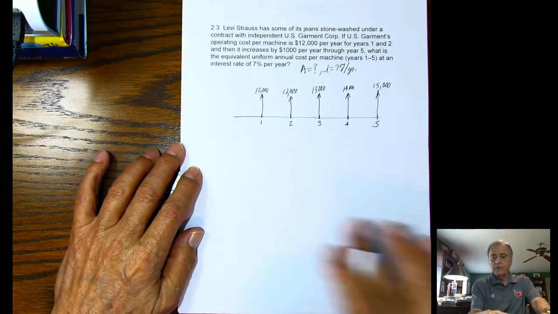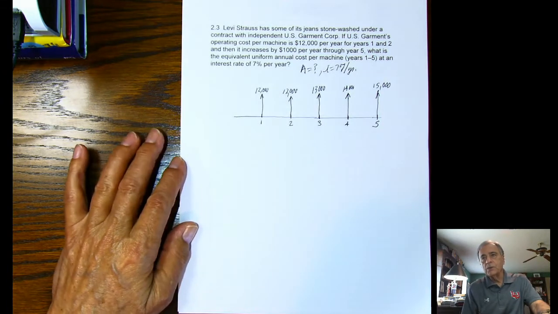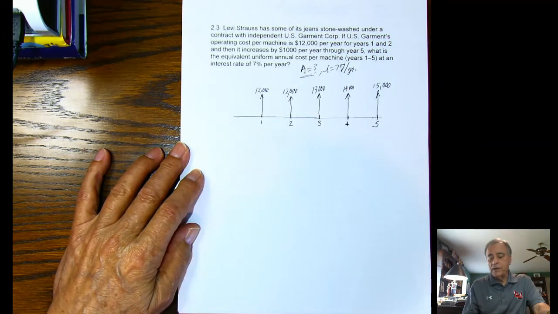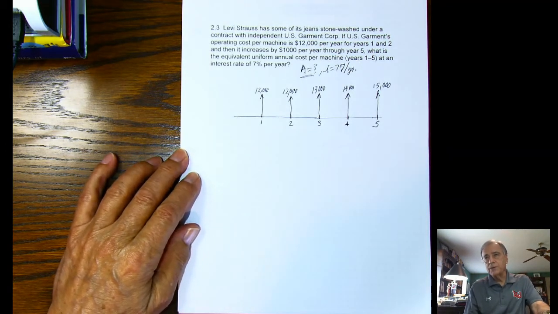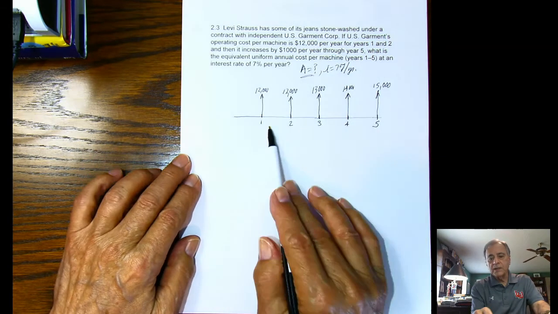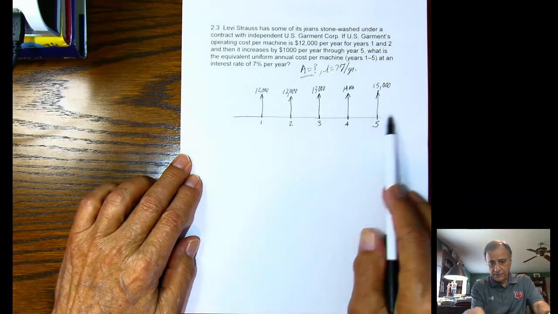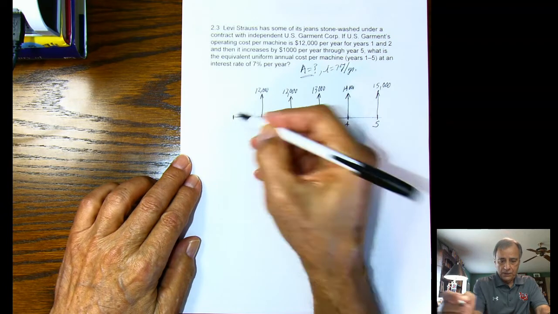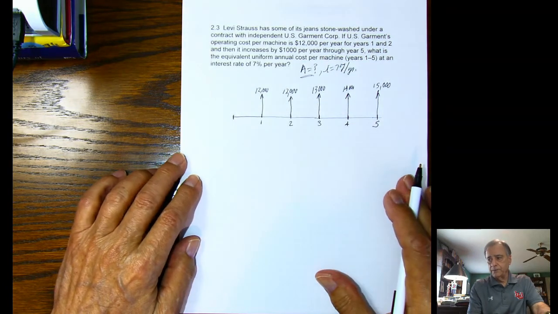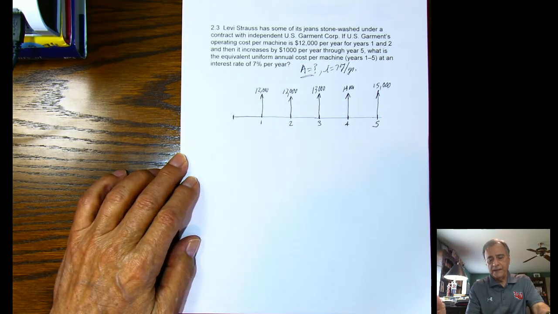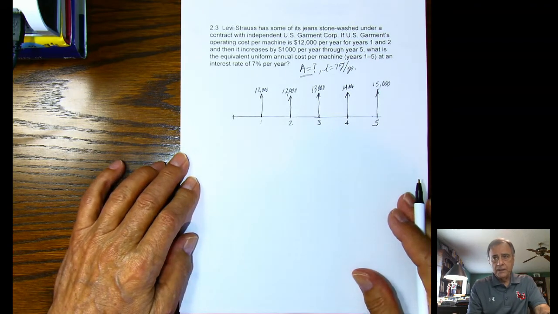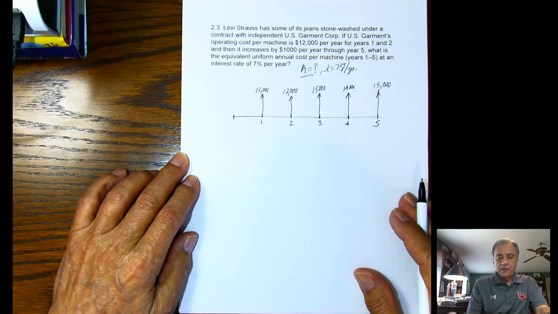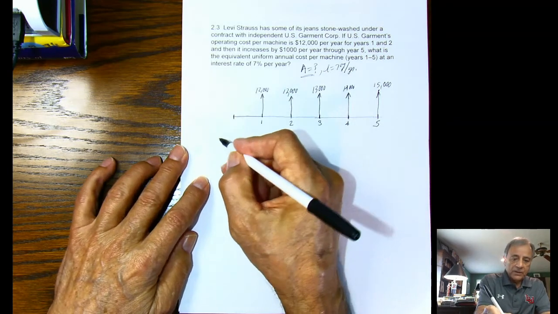So we want to convert this series to a uniform series, an A series. We know how to convert a present value to an A series, and we know how to convert cash flows to a present value. So let's first get the present value and then find A given P, the annual equivalent to that present value. So that's what I'm going to do.